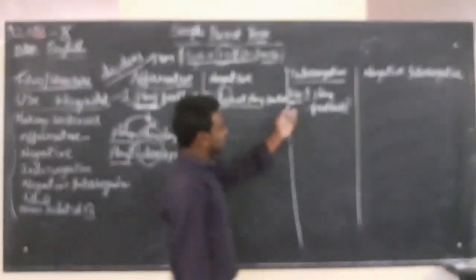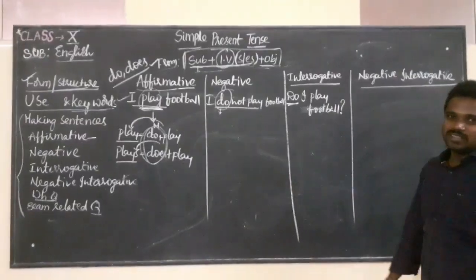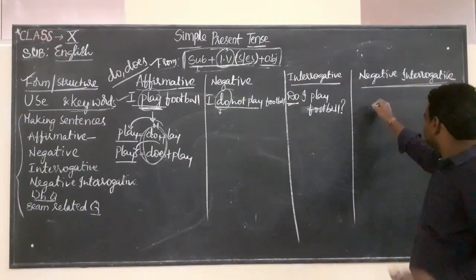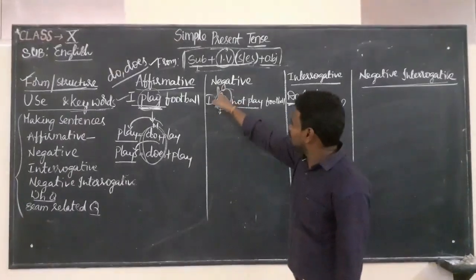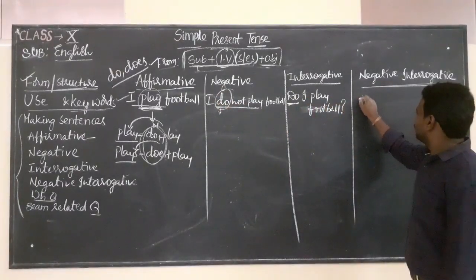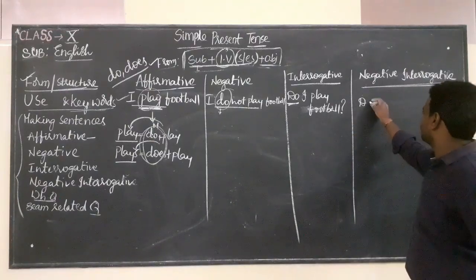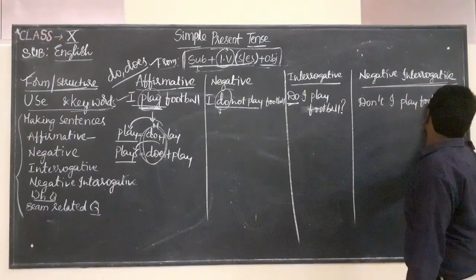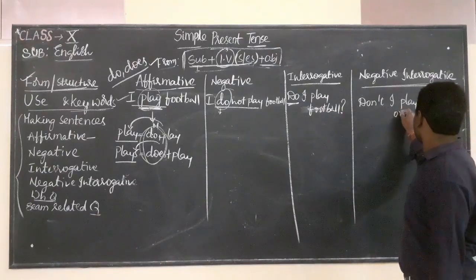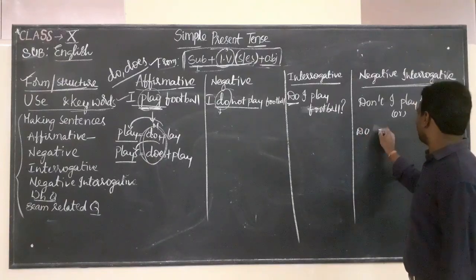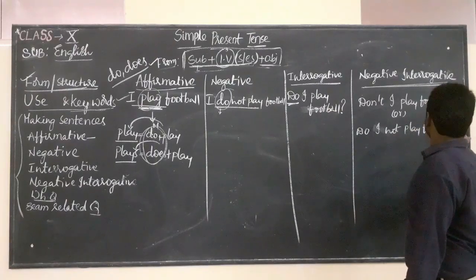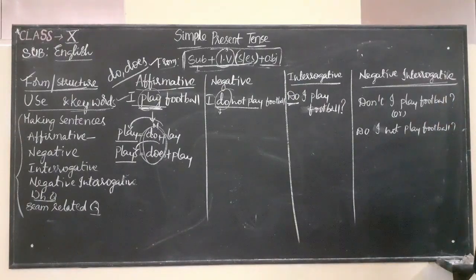So when I want to change this into a negative interrogative, how do you make a negative interrogative here? Here I make the negative: I do not play cricket. So with the help of don't, we can make a negative interrogative. Don't I play football? Or you can use: Do I not play football? So this is a negative interrogative. That's now the questions we made. So, do I play football? Don't I play football? Or do I not play football?